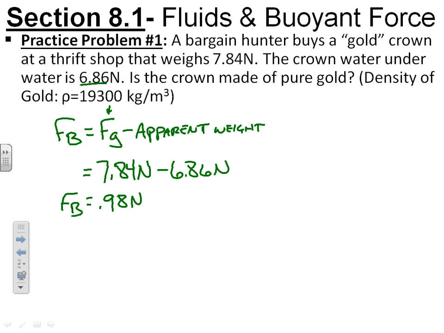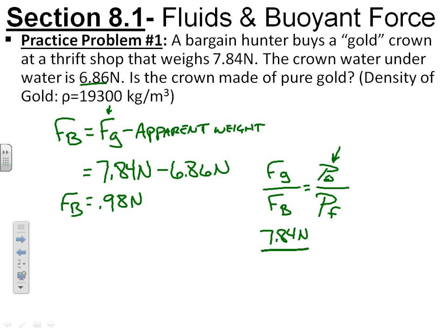Now in order to figure out what the density of this crown is, so we can compare it to gold's density, we are going to use that ratio. We know the weight, the force due to gravity. We now know the buoyant force. We are looking for the density of the object, that's rho O. And we know the density of the fluid. It's in water. Remember that number I asked you to write down? We know that the density of water is 1,000 kilograms per meter cubed. So let's go ahead and plug our numbers in.